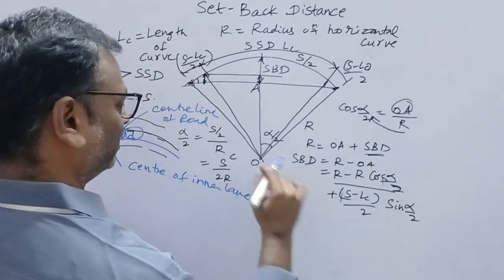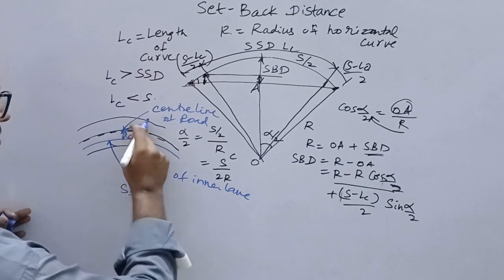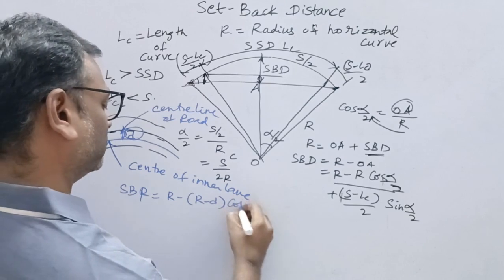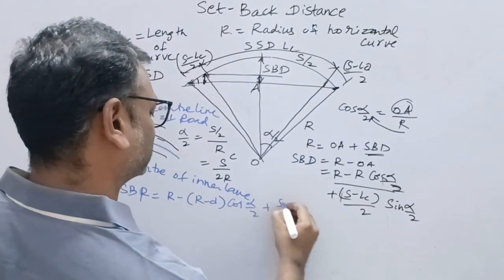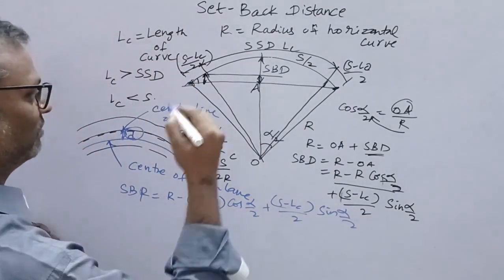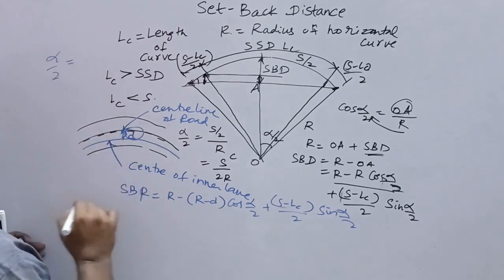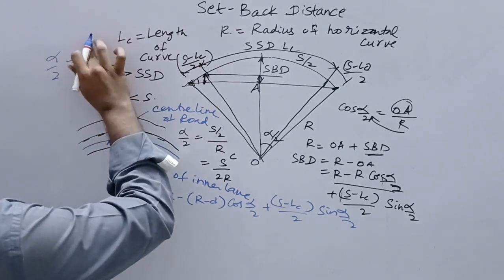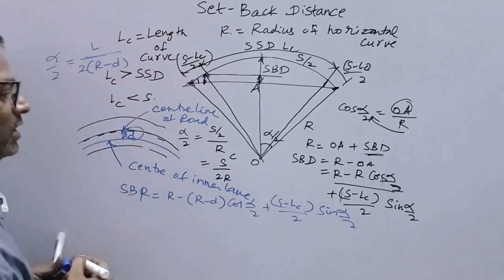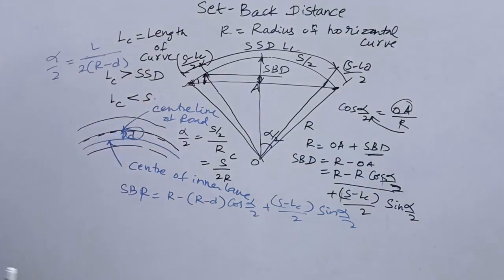Now as the number of lanes increases, the formula becomes R minus d cos alpha by 2 plus S minus Lc by 2 times sin alpha by 2, where alpha by 2 now becomes S by 2 times (R minus d). Remember this. This is all about the setback distance.